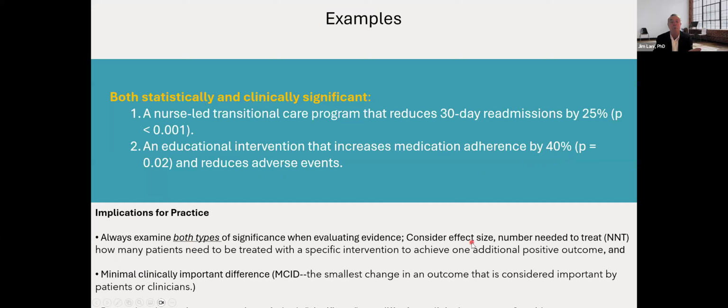Look at both types of significance. Consider effect size. That's the importance of the difference, okay? Number needed to treat. This was a new concept to me. I didn't really know what that was, frankly, but how many patients need to be treated to get one more additional positive outcome? That's kind of a cool metric. NNT, I've never seen that in any study.